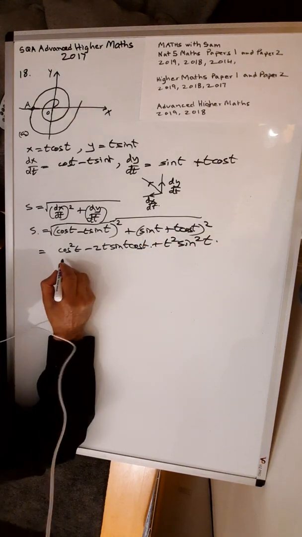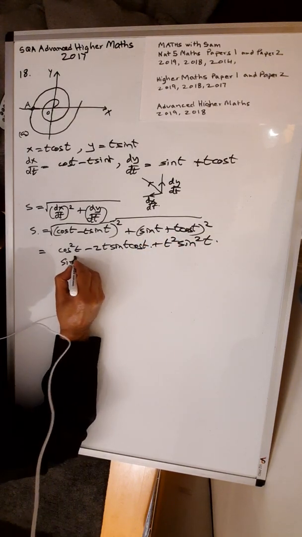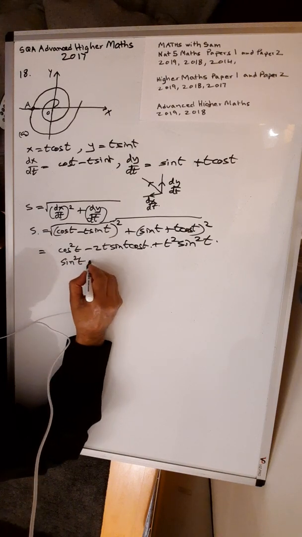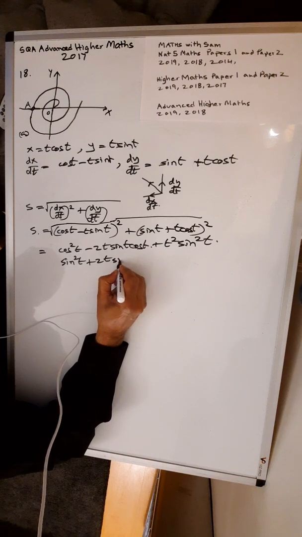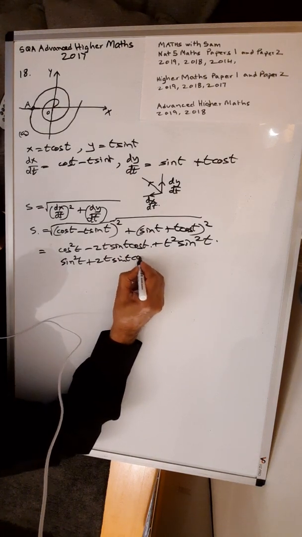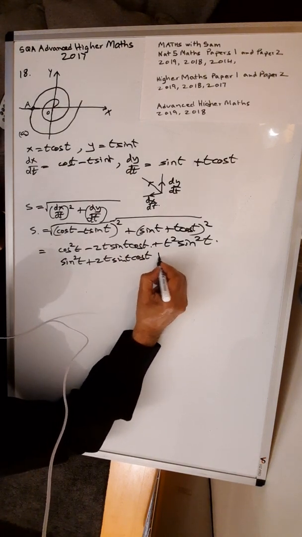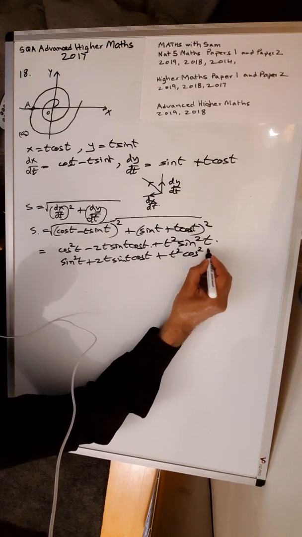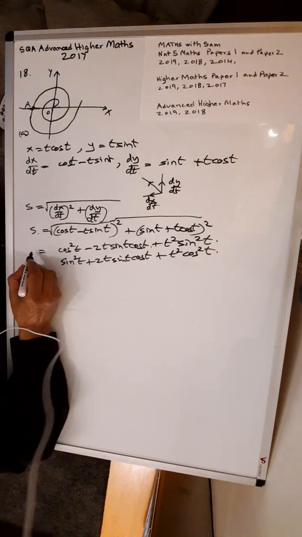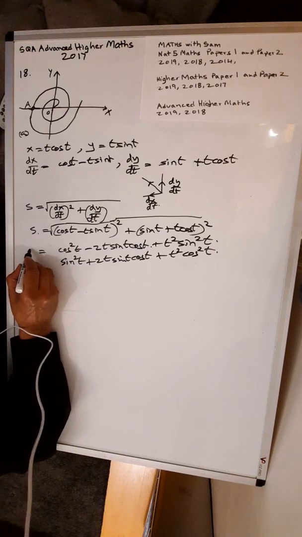And for this other one, you're going to add up with sin squared t plus 2 t sin t cos t plus t squared cos squared t. So I just say that this is s squared is equal to that.